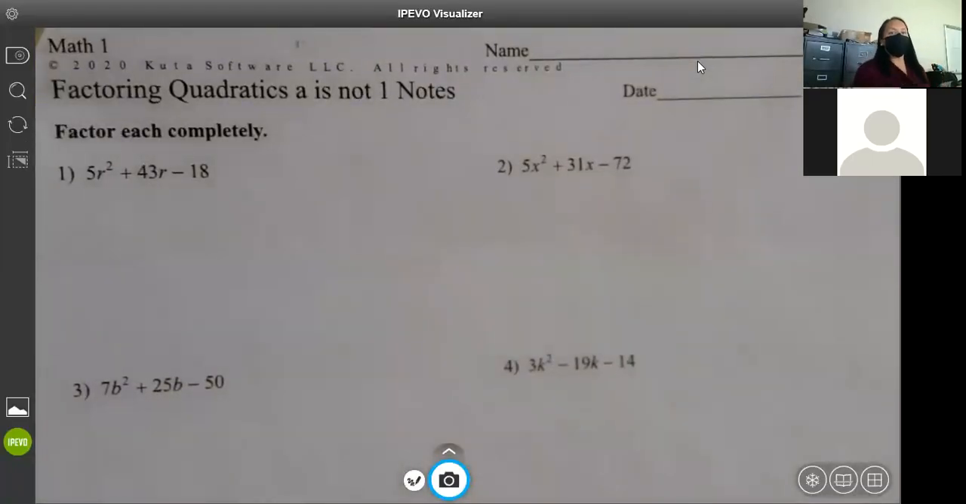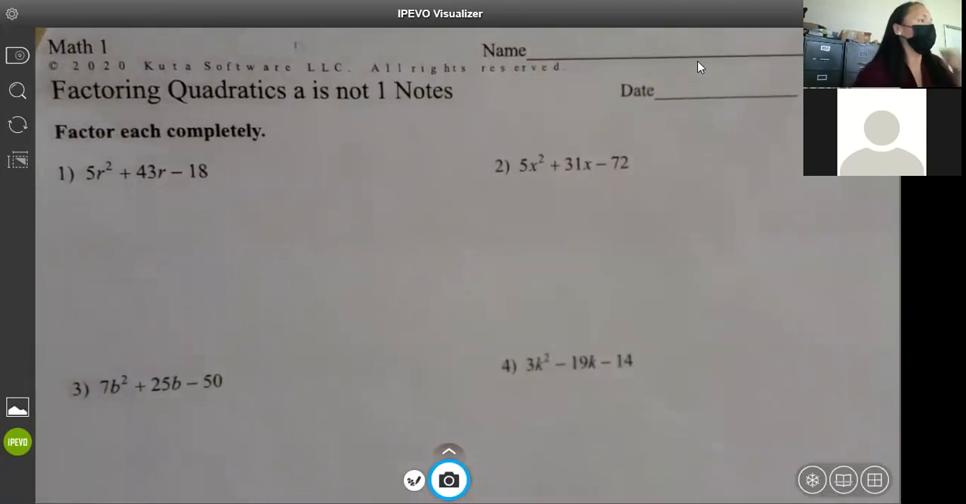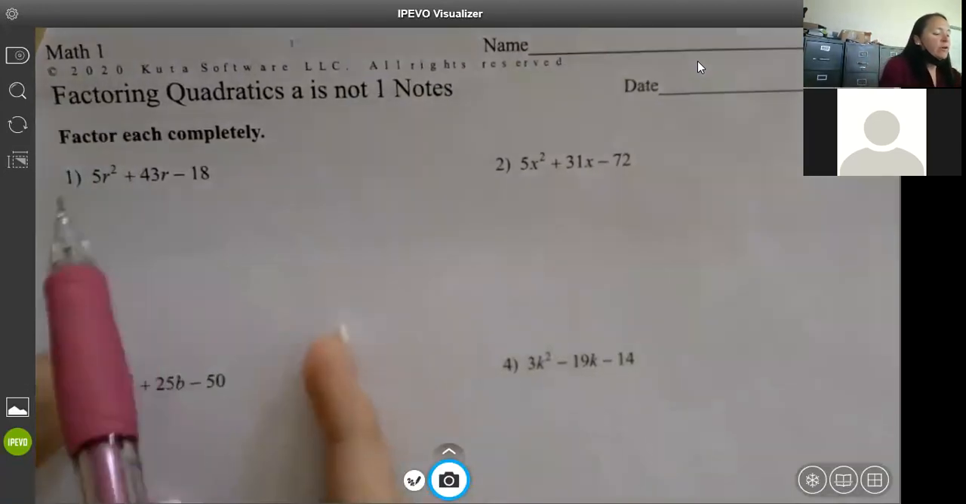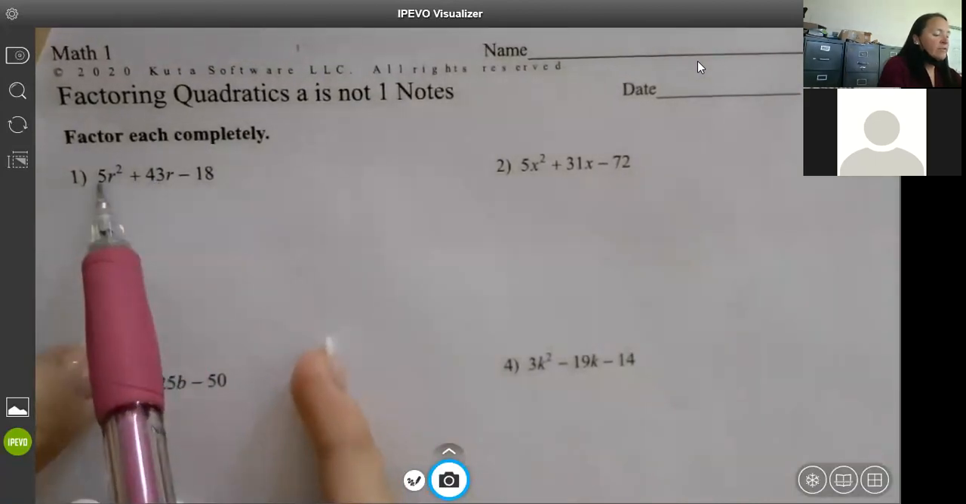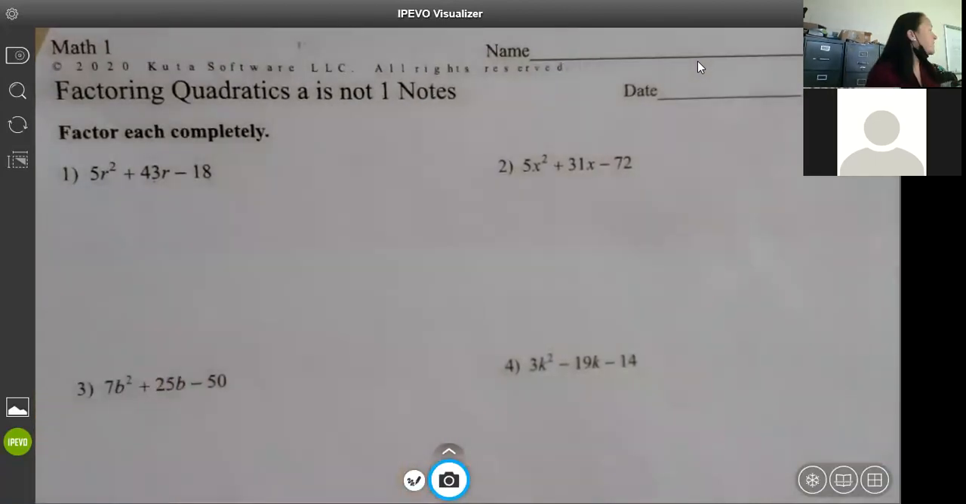All right. Factoring quadratics when a is not equal to 1. So yesterday we talked about factoring when we didn't have this number in front. And if we did have a number in front yesterday, we just divided it out. Well, this time, 43 is not divisible by 5 and 18 is not divisible by 5. So we can't do what we did yesterday. It's going to be close to what we did yesterday, but just a little bit different.